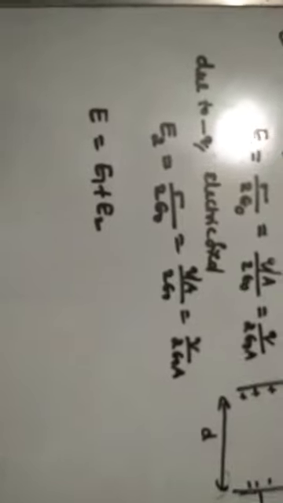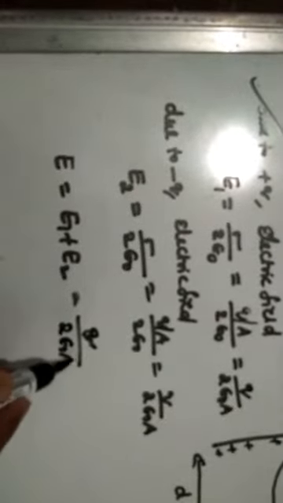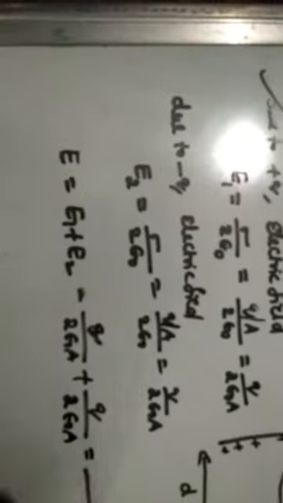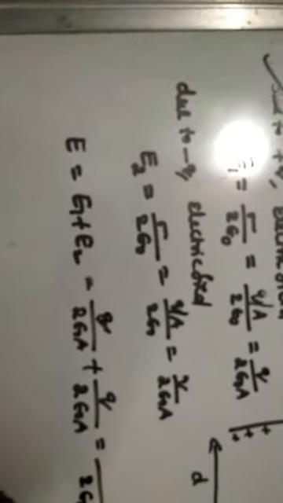So total electric field E is equal to E1 plus E2. Remember, net electric field E is equal to E1 plus E2. Substitute E1 value: Q by 2 epsilon naught A, and Q by 2 epsilon naught A. Add these two: 2 epsilon naught A in the denominator, here Q plus Q is 2Q. So electric field E is equal to Q by epsilon naught A. This I will use in the next derivation also.